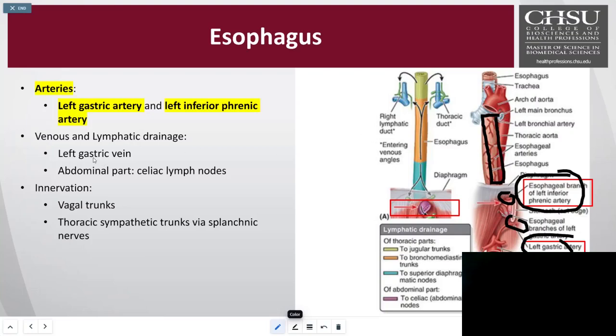As far as the venous and lymphatic drainage goes, very nicely, it mirrors. So we have the left gastric vein, and as far as the lymph nodes, the dominant section is the celiac lymph nodes. So you're going to hear a lot of terms: celiac, mesenteric, inferior mesenteric. These are all GI related. They just tell you the location. Celiac is a little higher. So celiac, think stomach. Inferior mesenteric, think of the lower GI, your descending colon, your sigmoid colon, and then superior mesenteric, think of your small intestine. Think of it as 3 sections of your GI.